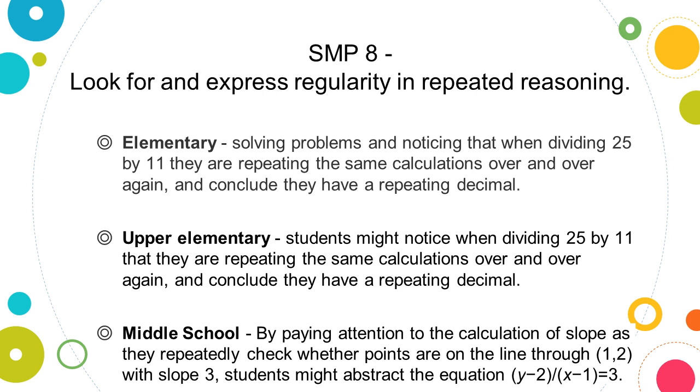as students repeatedly check whether points on the line through (1, 2) with a slope of 3, middle school students might abstract the equation. They notice regularity in the way terms cancel, and it could lead them to a general formula for the sum of a geometric series.